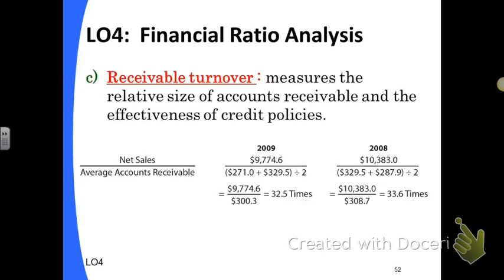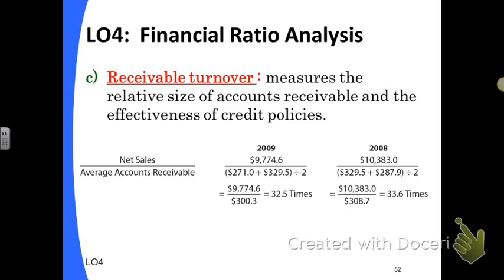Let's look at our receivables turnover. Our receivables turnover basically measures the relative size of our accounts receivable and the effectiveness of our credit policies, meaning how good a job are we doing at knowing whether we should sell something to somebody on account. Do we have a lot of bad accounts receivable, or are we able to collect relatively quickly on our accounts? And we could see here, again, this number is going to be our net sales over our average accounts receivable.